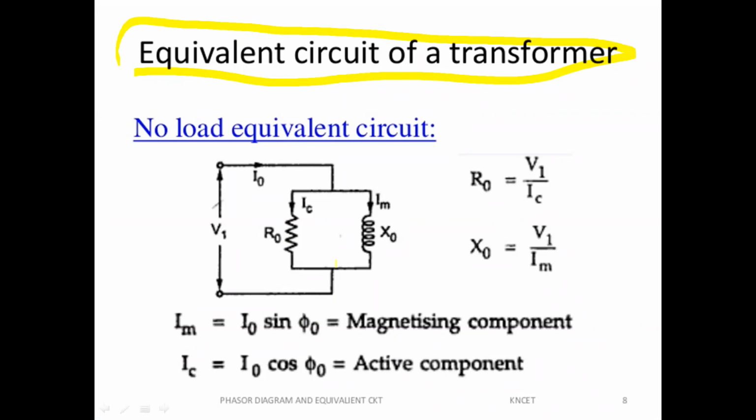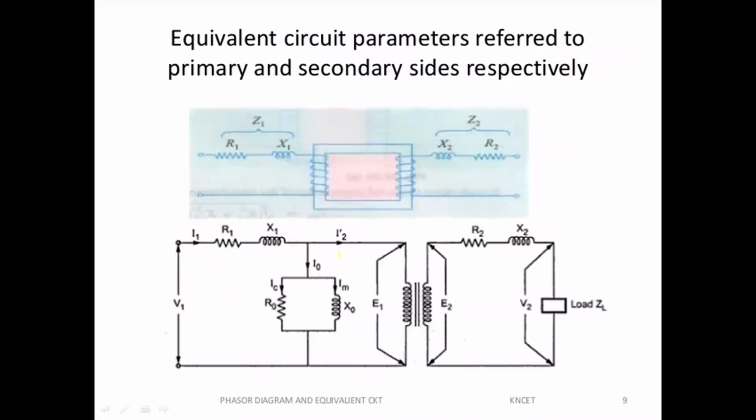So the transformer equivalent circuit is represented with the resistance and reactance of the primary coil and secondary coil. This is the equivalent circuit with parameters referred to the primary side of the transformer. This is the impedance of the primary circuit, having resistance plus reactance. That is the primary impedance. Then the secondary impedance: secondary reactance and secondary resistance.